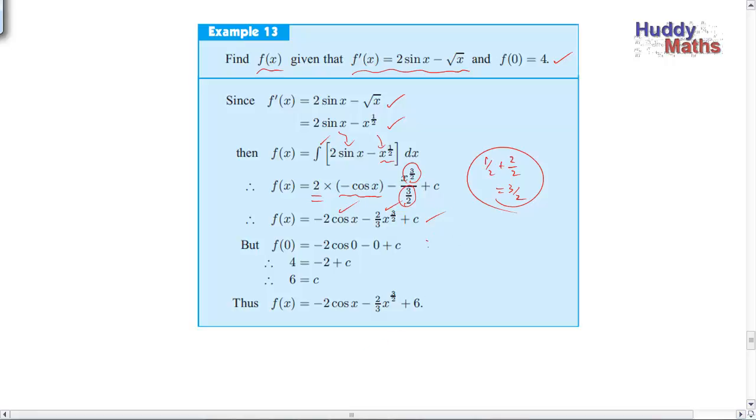But now we're given an initial condition. When x is 0, sub it in: neg 2 cos 0, take 0 plus c. So we can actually evaluate c. Cos of 0 is 1, so 4 equals neg 2 plus c, c is 6. So we actually can find a unique function here. It's a unique function because the initial condition is specified. So that enables us to evaluate the constant in that particular case.